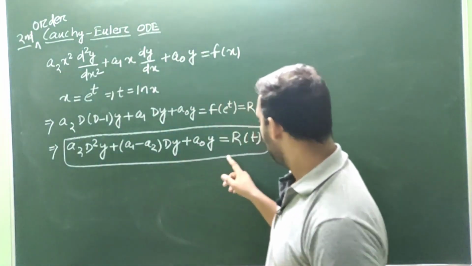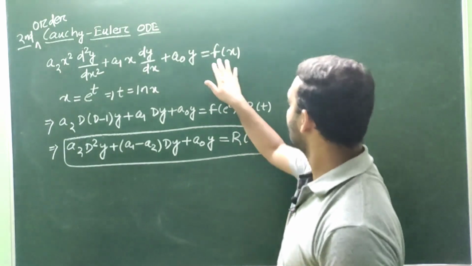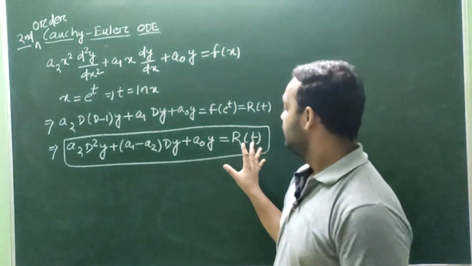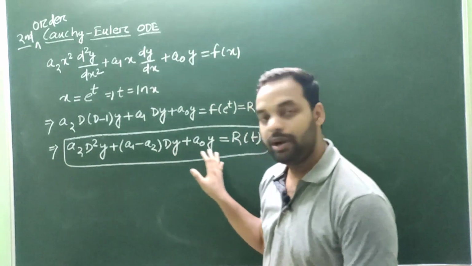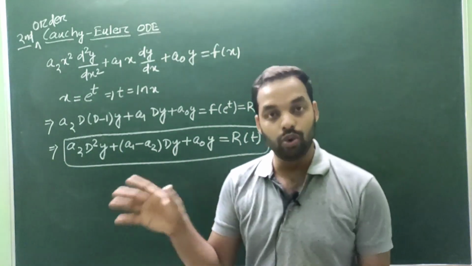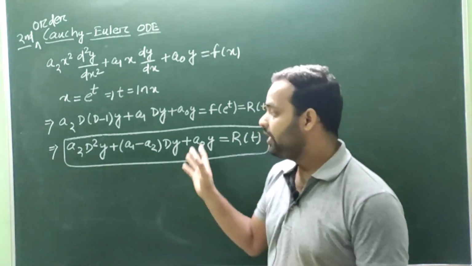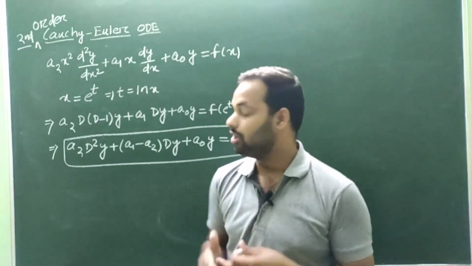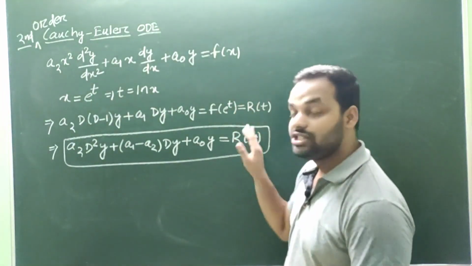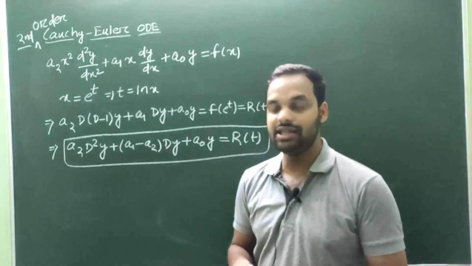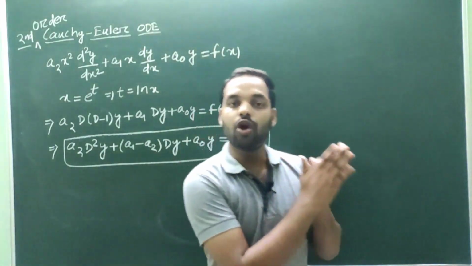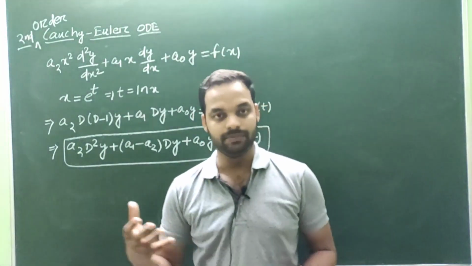Now if you see, in case r of t or f of x is equal to 0, then you have to simply find out the complementary function, that is, find out the roots, the m values. Depending upon that you will get the complementary function. And if the RHS is not 0, some function of x, then you have to find out both the complementary function and particular integral.